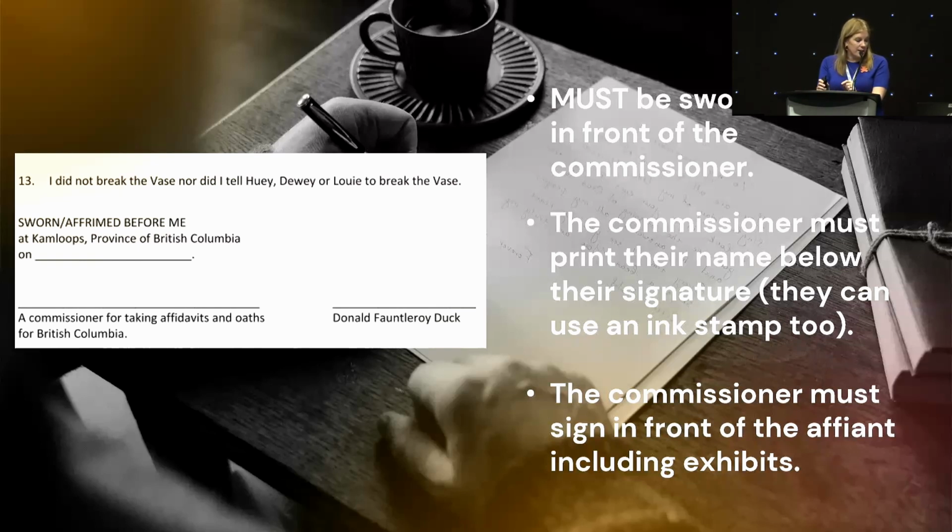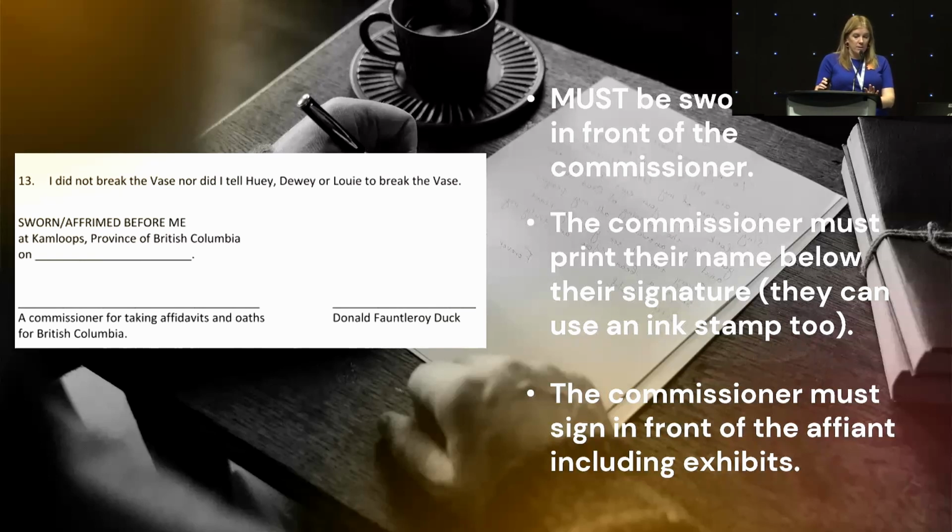You can see in here that the commissioner must print their name below. That's so we know who it is. We know you didn't just go to your neighbor and say, hey, can you pretend to be a commissioner? You can write below that you're a commissioner, but usually they have stamps. They have a nice little stamp, they stamp it, and all the information is in there. The commissioner signs after the person who's affirming it, right? So they will affirm that it's the truth and that nothing in there is false.